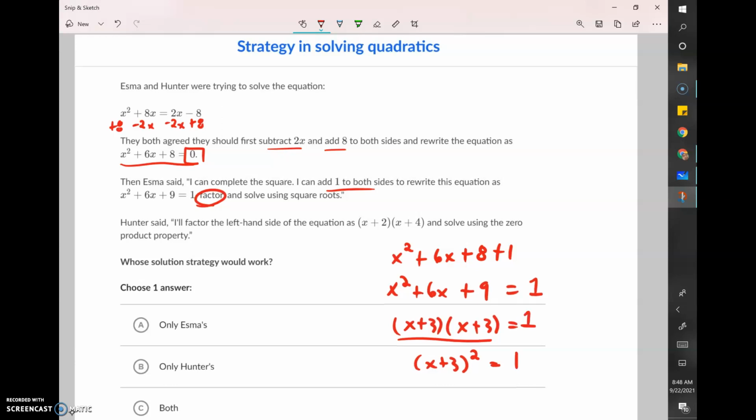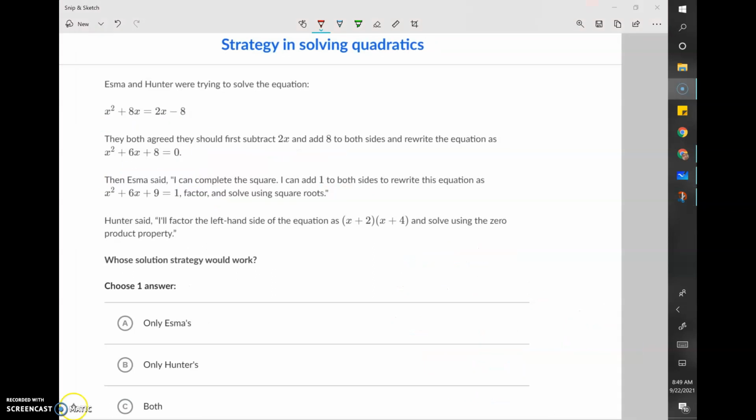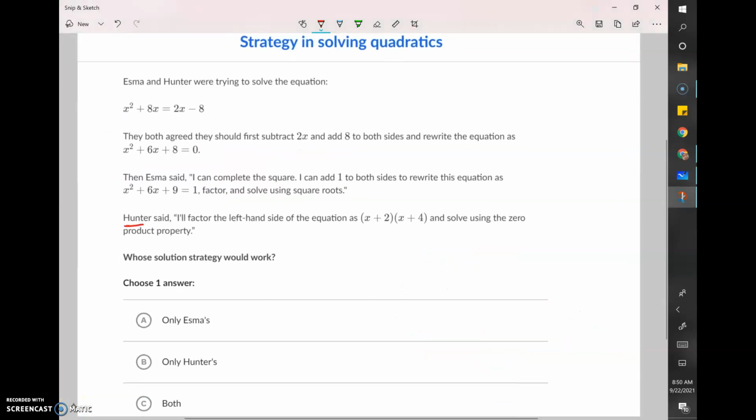And then she says she would solve using the square root, which we could totally do. Take the square root of both sides. x plus 3 equals plus or minus the square root of 1, which is just 1, right? The square root of 1 is 1. And then we would subtract 3 from both sides, and we would have x equals negative 3 plus or minus 1. We'd have x equals negative 2 and negative 4. So we can absolutely solve using Esma's method. Nice job, Esma. Now let's look at Hunter's method for solving.